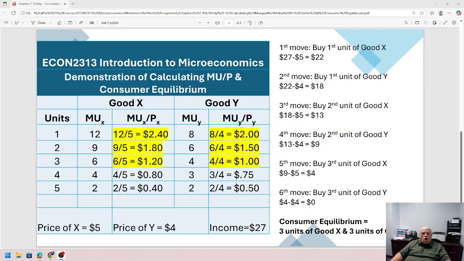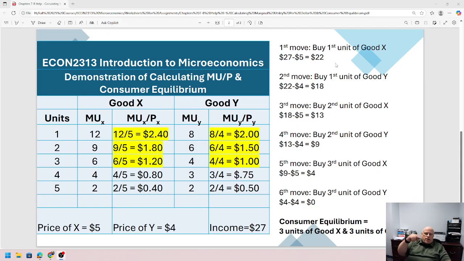In this case, our first purchase with the $27 that we have, that's one of our assumptions, that we've got $27 to spend on these 2 goods, is going to be to buy the first unit of good X, because it has a $2.40 marginal utility per dollar, whereas the first unit of good Y is only $2. So all you're going to do is keep going, move by move, to figure out how much of each good you're going to purchase to maximize your utility, which is called the consumer equilibrium point.